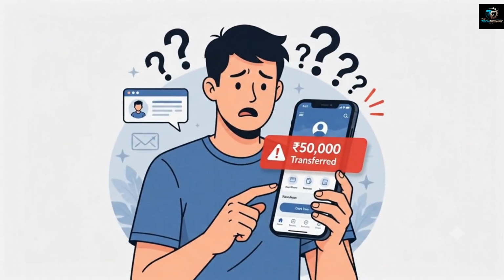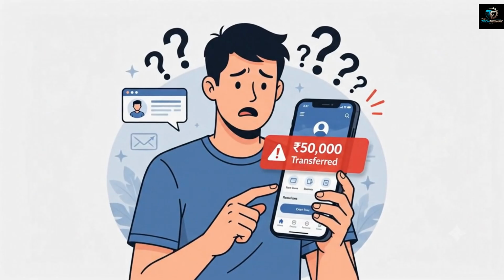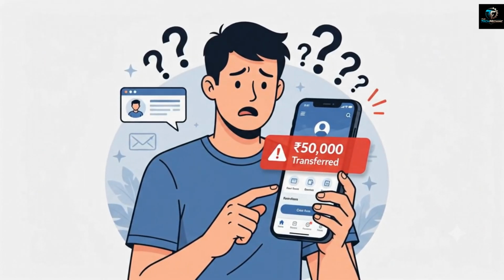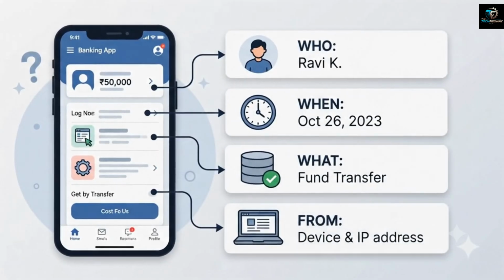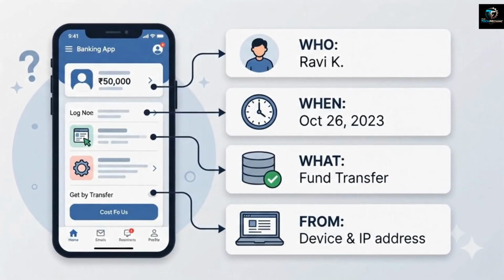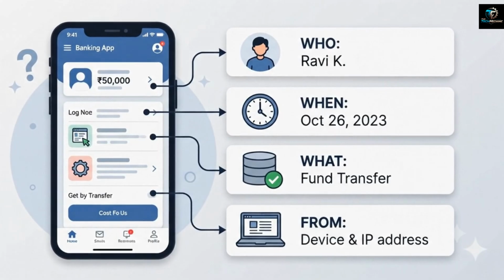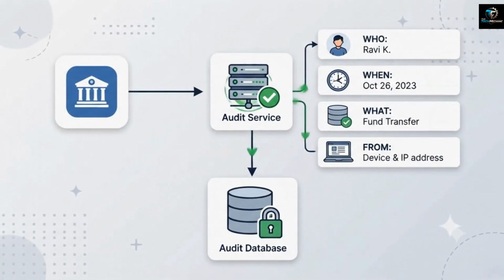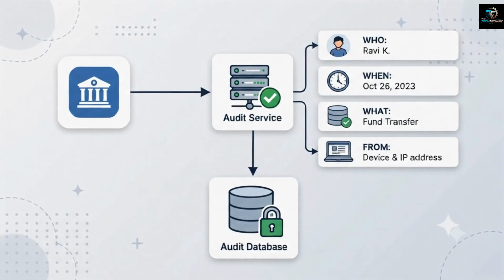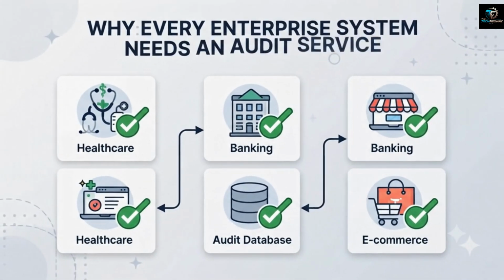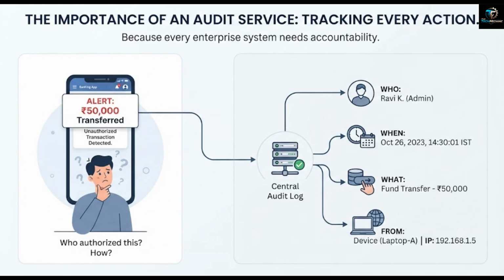Imagine you log into your banking app and discover that 50,000 rupees has been transferred from your account. The bank immediately tells you exactly who initiated the transaction, from which device, at what time, and from which IP address. How do they know all this? It's because every important action is recorded by a dedicated audit service. Today, we'll learn why every enterprise system needs one.